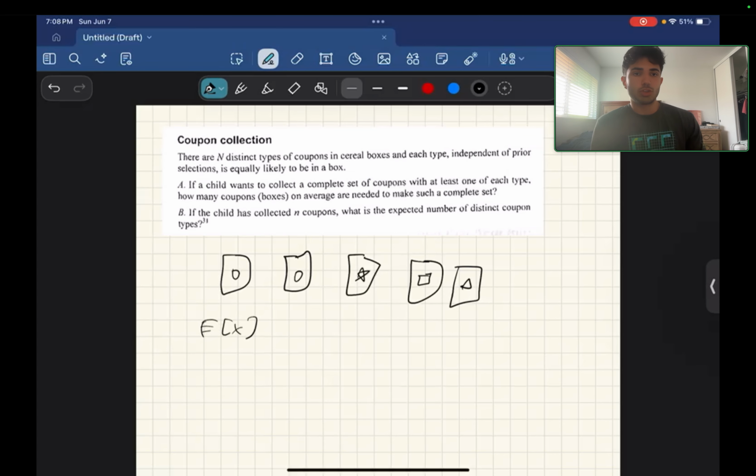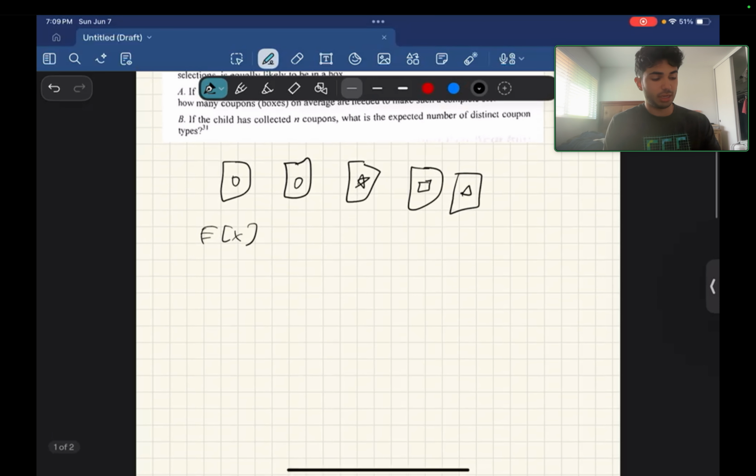What we can do is look at it coupon by coupon, and treat each coupon as its own geometric situation where you want to get the probability of success for each coupon type, and then take each probability of success, convert it to an expectation, and so you can sum across the expected number of boxes you have to open across all coupon types. So let me break that down for a sec.